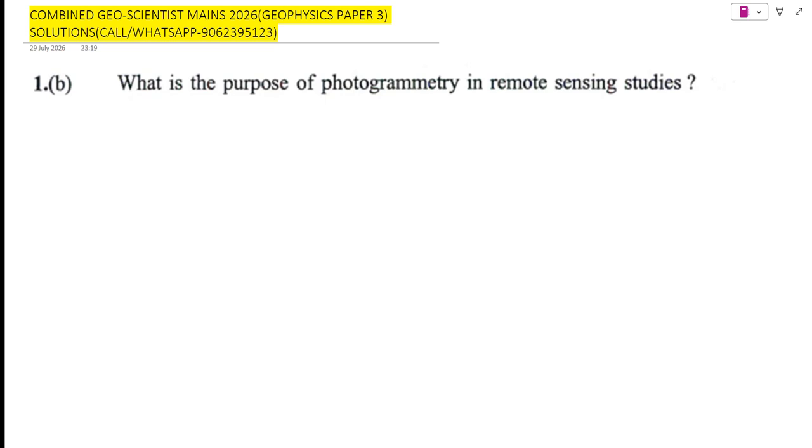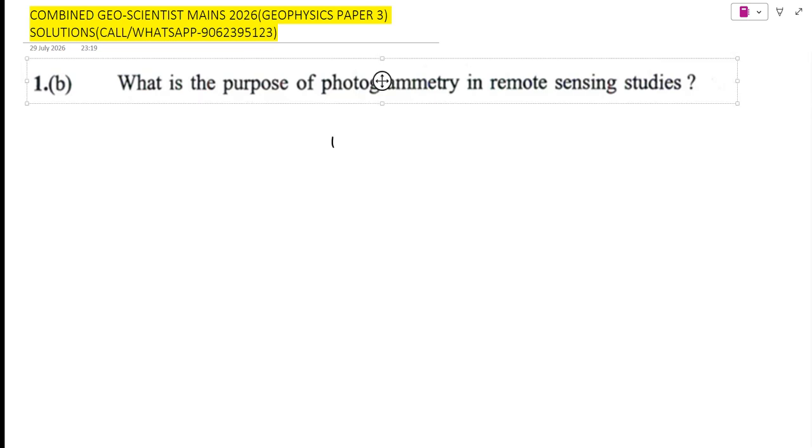Now, why is this needed in the remote sensing? Look, remote sensing gives us images of the Earth's surface. But an image alone is not enough. Scientists also need to know the actual distance, the actual elevation, the exact coordinates, and the true shape of the landforms. And photogrammetry extracts all these quantitative details from the photographs. And therefore, it converts the images into the useful geographical information. Okay. Now, let us talk about the purposes of this.